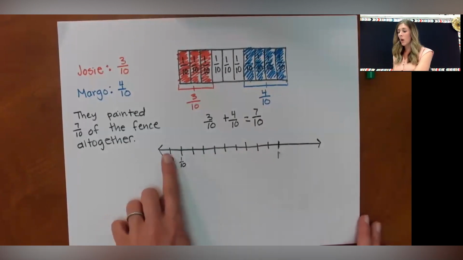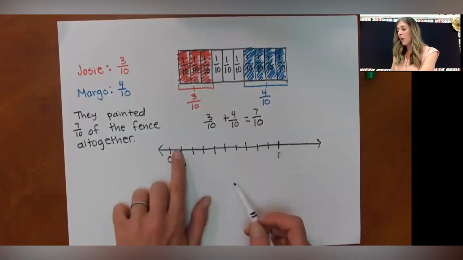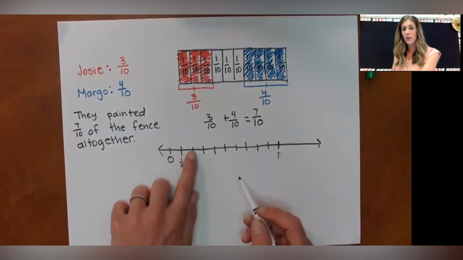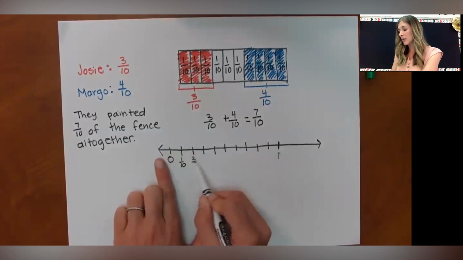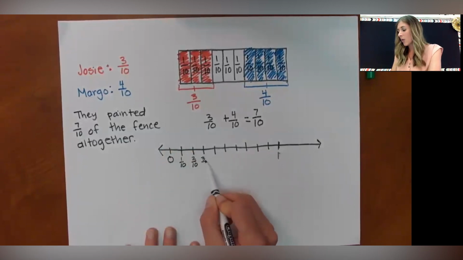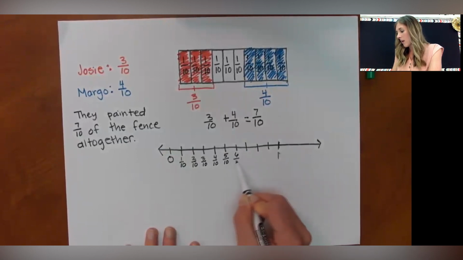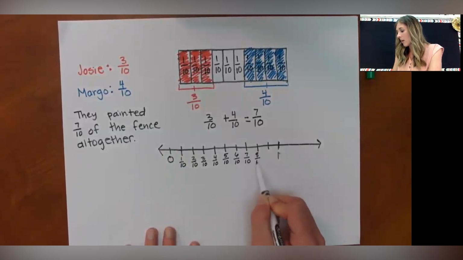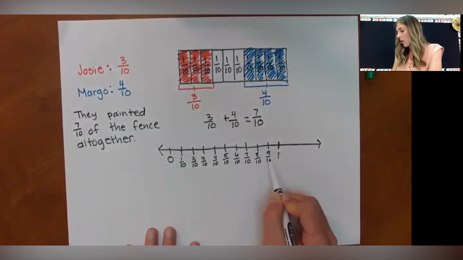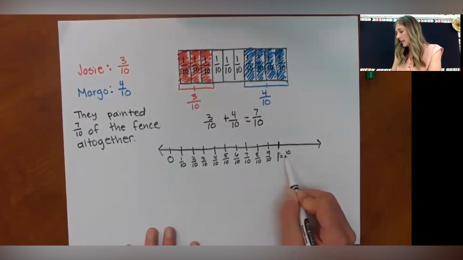Now we know as we go up on a number line, our numbers get bigger. So once we move up to the next part, we've now went across 2/10 of our fence. Going on to the next part, 3/10, and so on all the way up until we have one whole fence, or 10/10.